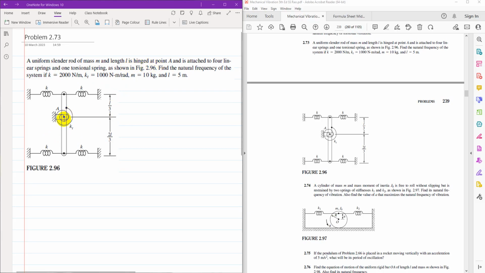A, and it is attached to four linear springs and one torsional spring. So these are the four linear springs and one torsional spring, as shown in figure 2.96. Find the natural frequency of the system if K is equal to 2000 Newton per meter, KT is 1000 Newton meter per radian, M is equal to 10 kg, and L is 5 meter.